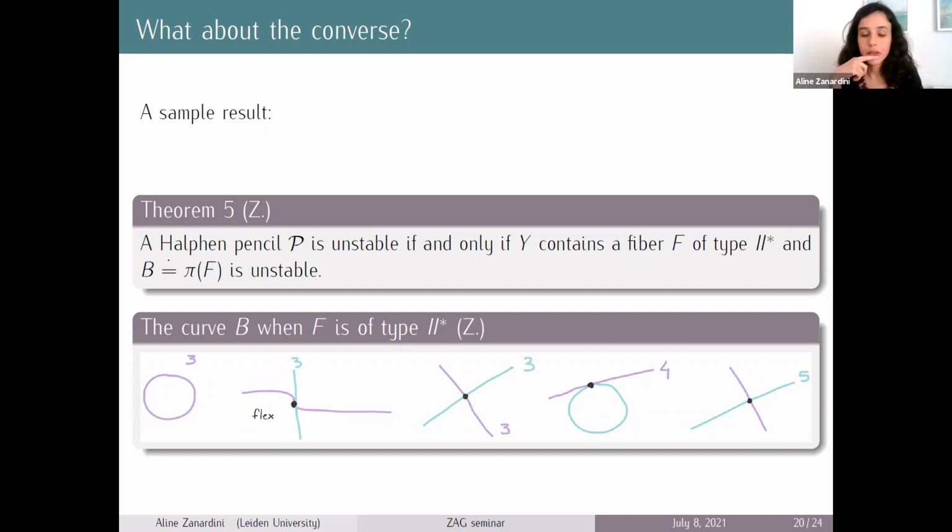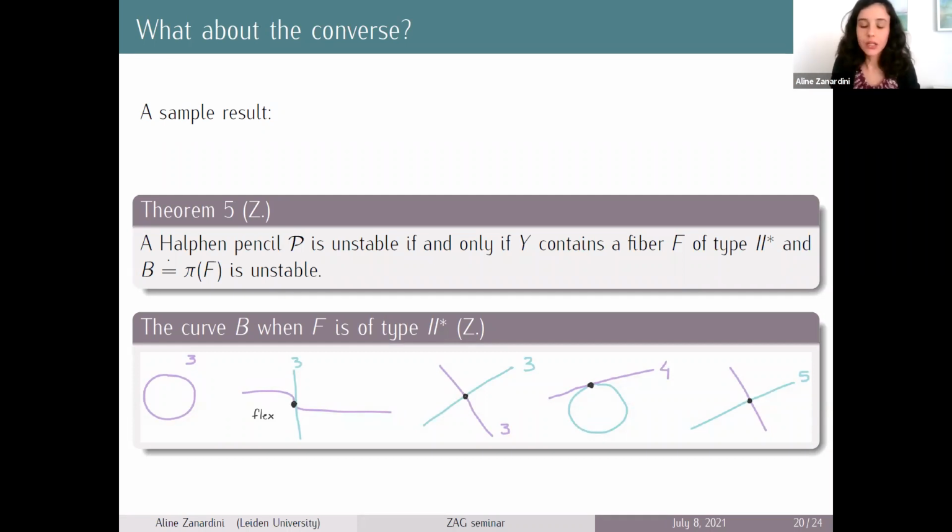And if you look at this, these are sextics, and the stability for sextics is known. So the only one which is semi-stable is the triple conic. So in all other cases, B is unstable. And so the corresponding pencil is also unstable.